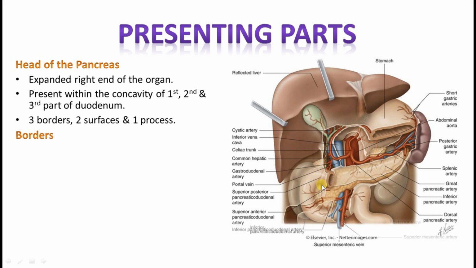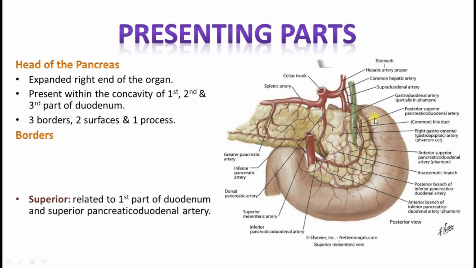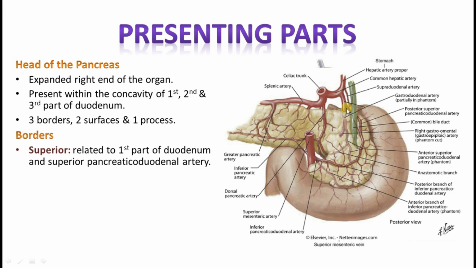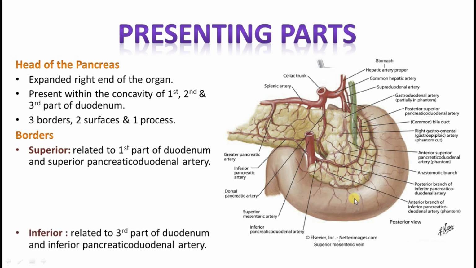The superior border is related to the first part of the duodenum and the superior pancreatico-duodenal artery. So, celiac trunk, common hepatic artery. From the common hepatic artery comes the gastroduodenal artery, which gives rise to a branch, the superior pancreatico-duodenal artery. So the upper border is related to the first part of the duodenum and the superior pancreatico-duodenal artery. The rest of the borders are related to the second and third parts.